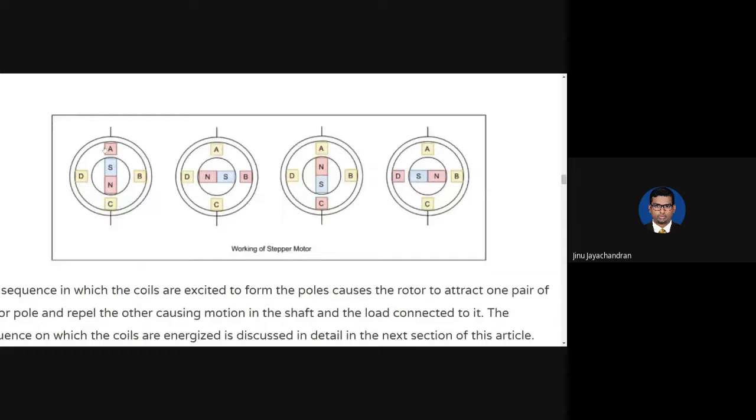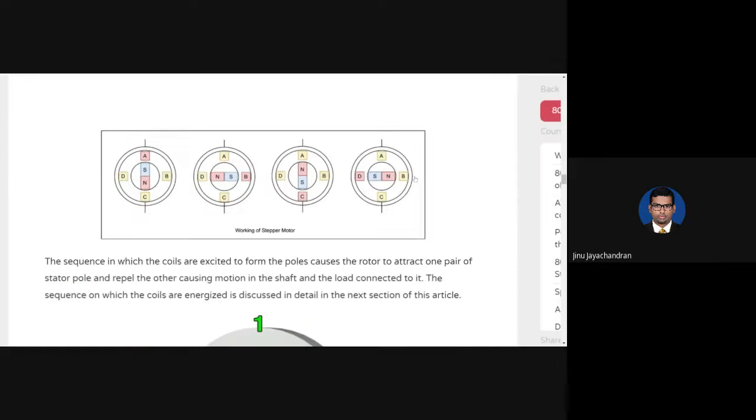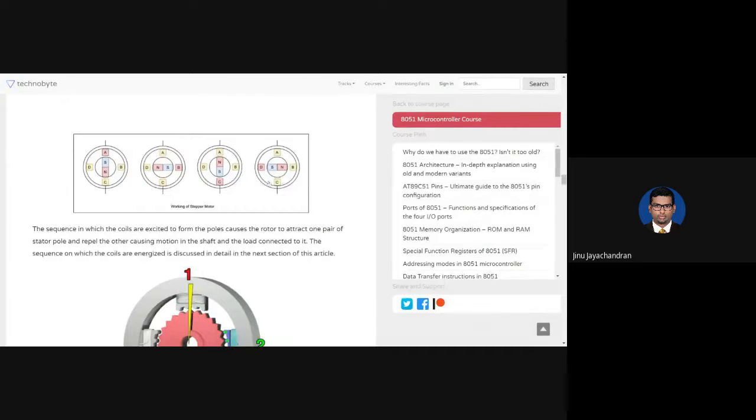Because of which you see, when A is getting a north pole, then the south pole will come here, and when B gets the north pole, the south pole will move to B, and when C gets north, again the south pole will move to C, and when B gets north, then again the south pole will move to B. So this is the basic working.